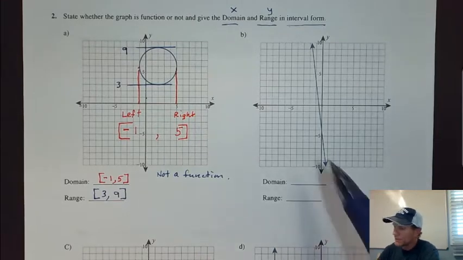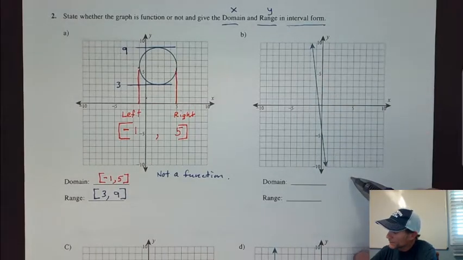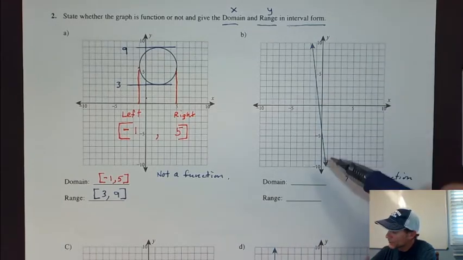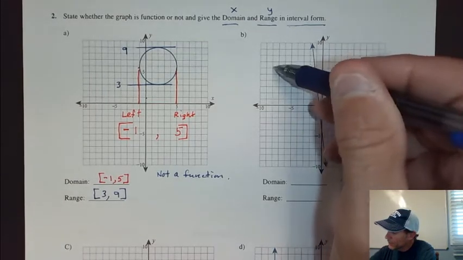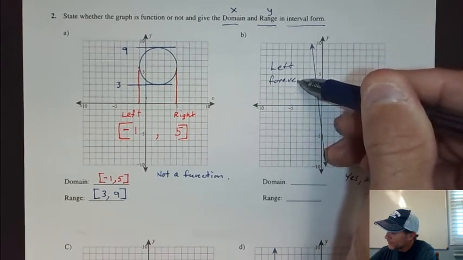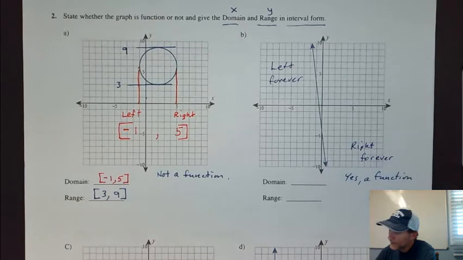Looking at the next one, it does pass the vertical line test, so it is a function. Yes, a function. And then for the domain, it's a little strange. If you think about this, this would go left forever, and it would go right forever. Okay, not thinking about up and down right now, just left and right.